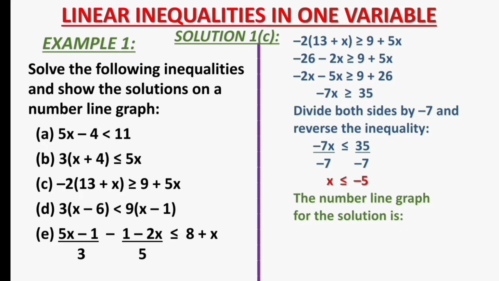The number line graph for the solution is as follows. The number line graph for x ≤ -5 involves a shaded ring on the point -5 and an arrow pointing to the left on the x line.